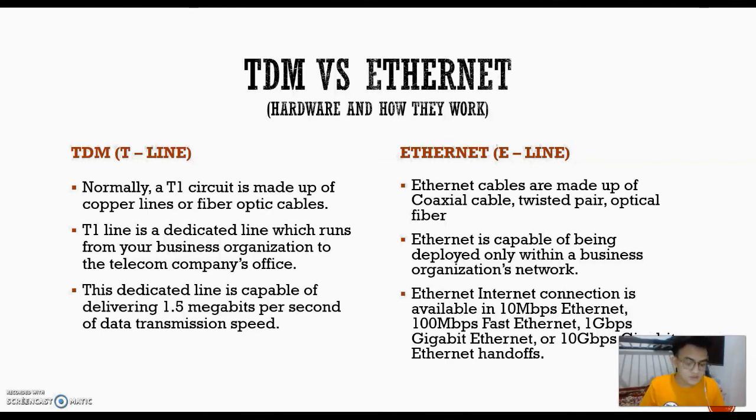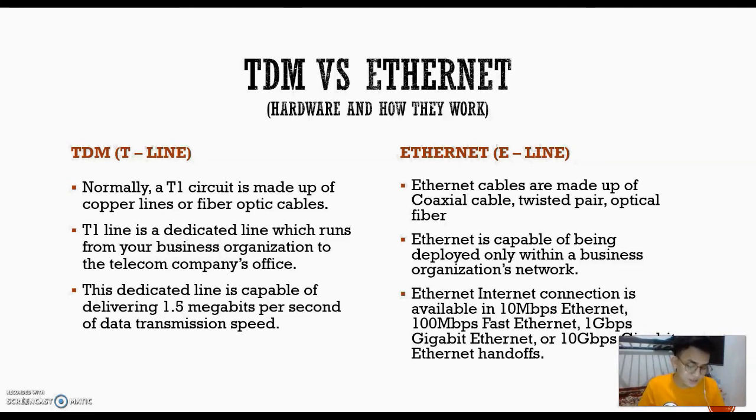It is important to know their hardware and how they work. When looking into the question of T-line versus E-line, it is useful to begin with how they operate. A T-line is a dedicated line which runs from business organizations to the telecom company's office. This dedicated line is capable of delivering 1.5 Mbps transmission speed. Normally, a T-line is made up of copper lines or fiber optic cables.